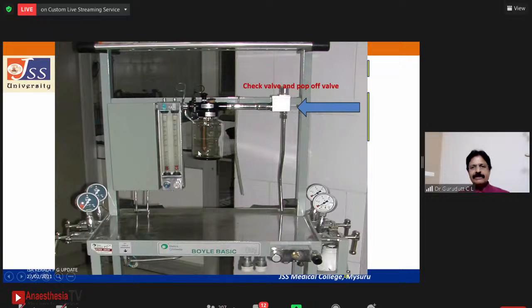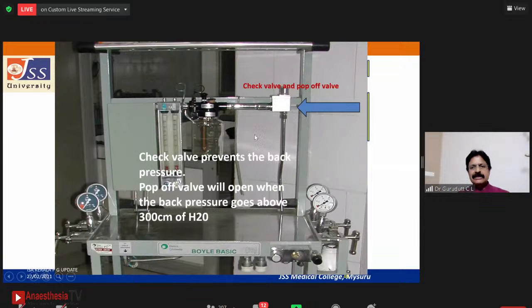One thing you should always know is that in some of the older machines, you can see a check valve and a pop-off valve.